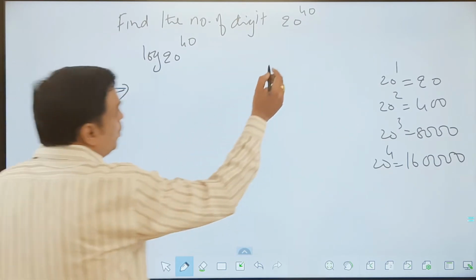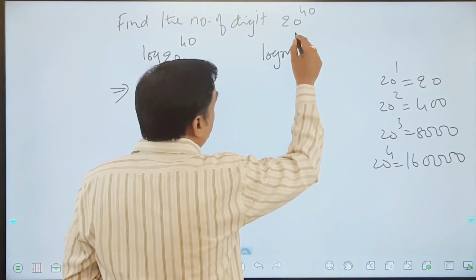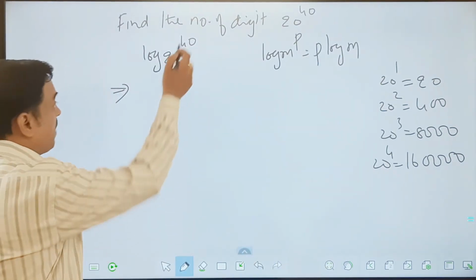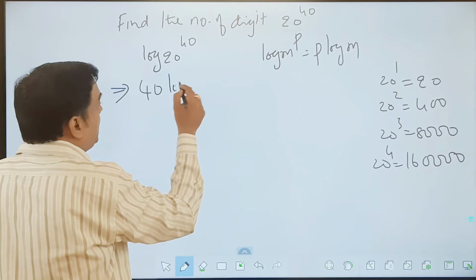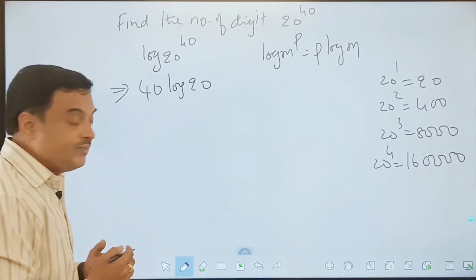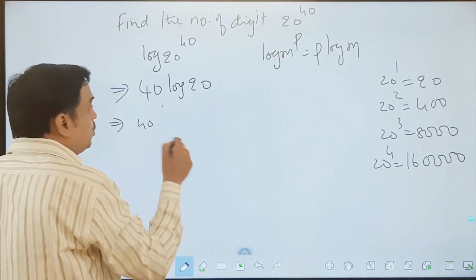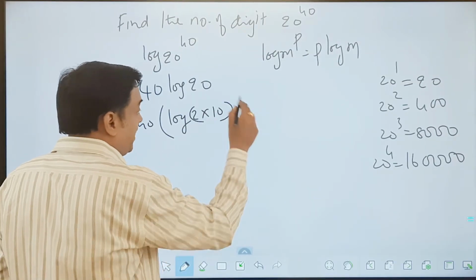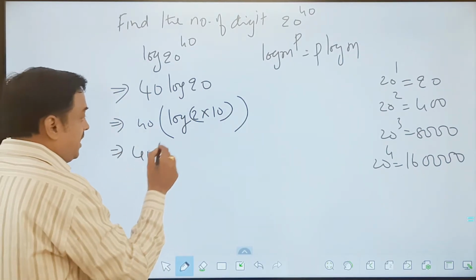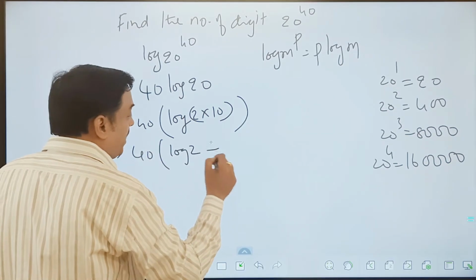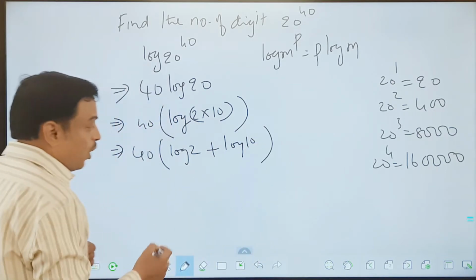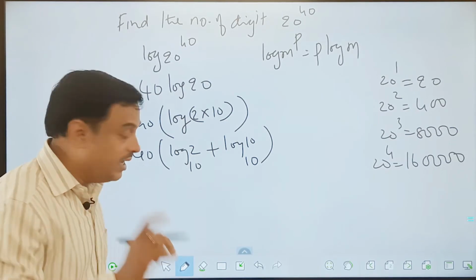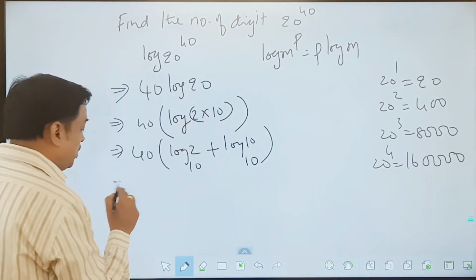My next step, you know, if I have log m to the power of p, it is p log m. Am I right? So this power will go in front of it. So it is 40 log 20 is what I get. Now further, 40 into log 20 can be written as log 2 into 10. Fair enough? And then this will be 40 into log 2 plus log 10. And we all know by default it is base 10. Log 10 base 10 is how much? 1. And what is the log 2 value?